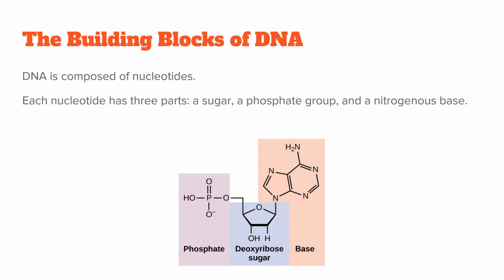DNA is made of repeating units called nucleotides. Each nucleotide has three parts: a sugar, a phosphate group, and a nitrogenous base. You can think of these like Lego pieces that can snap together to build a much larger structure.